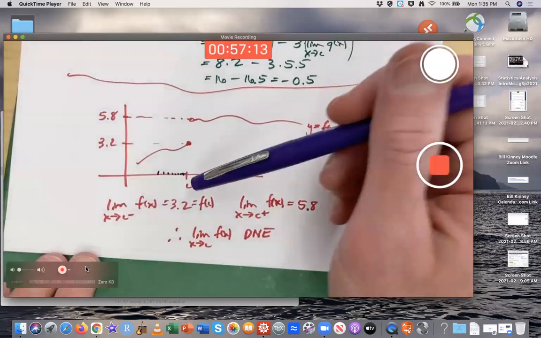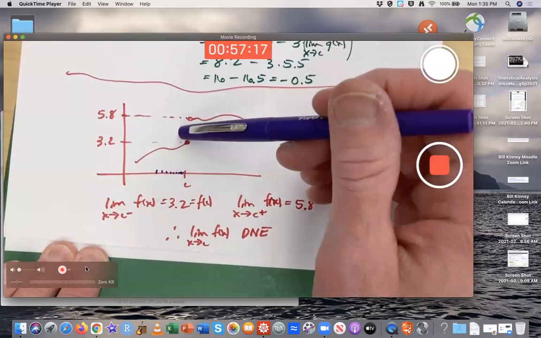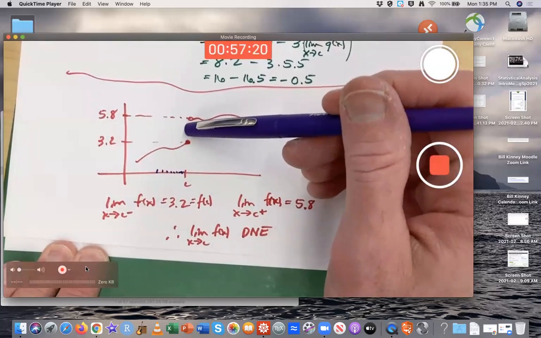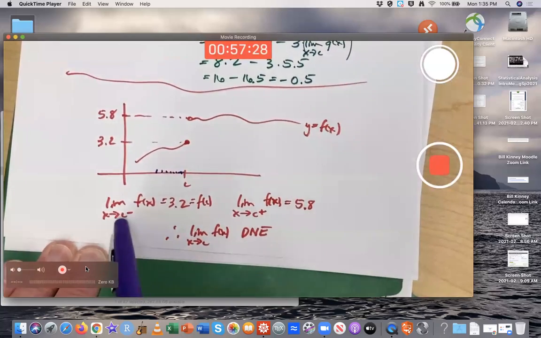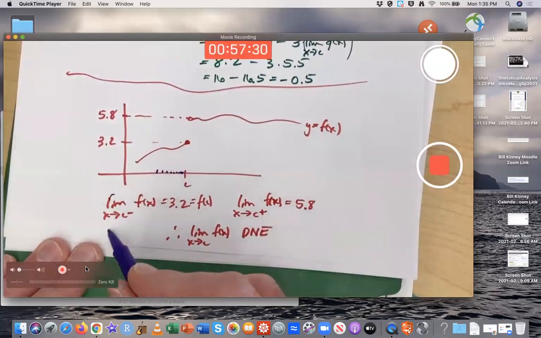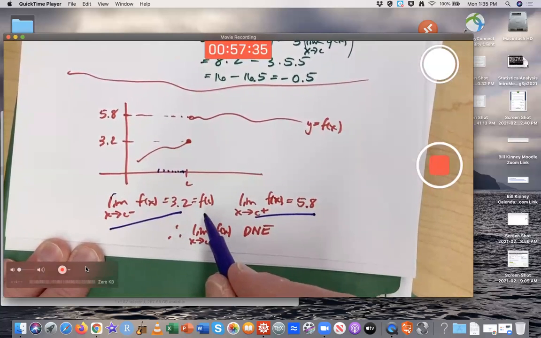And by the way, the value of f of c being 3.2 is irrelevant for these limits. I could have made f of c be 4.5 or something else. The function would still be defined, but these limits would still be true, this one here and this one there. But this one would not equal f of c in that case.